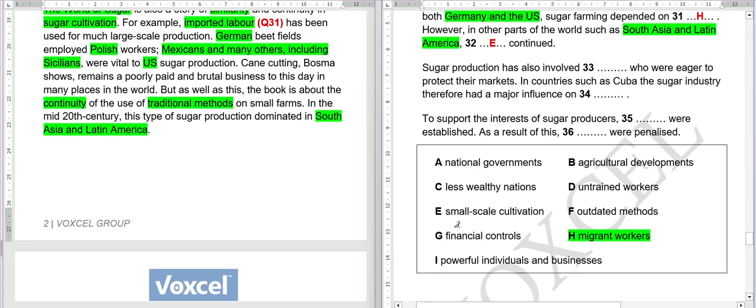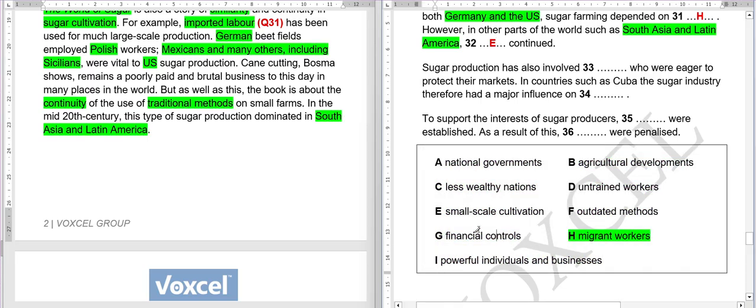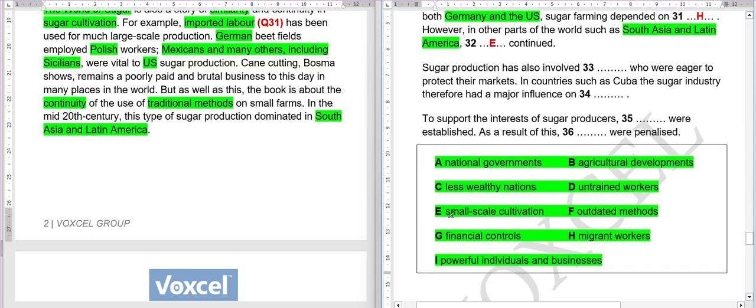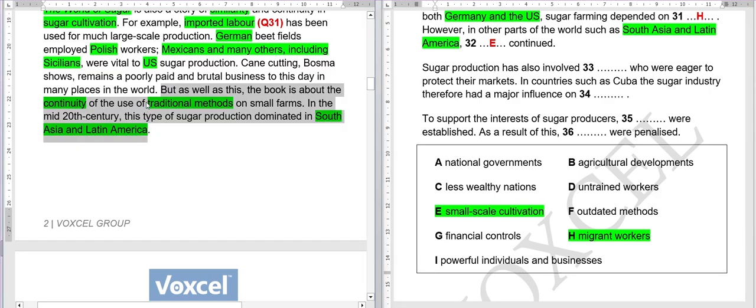Sorry about that. Small scale cultivation. And from where we arrived at this, here, from traditional methods on small farms, so that we are continuously using these kinds of methods.